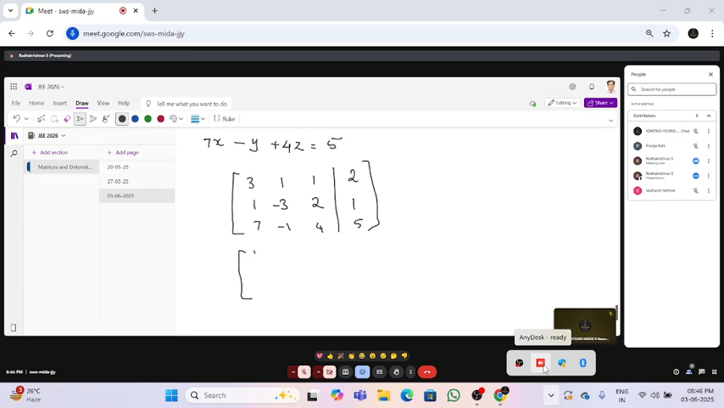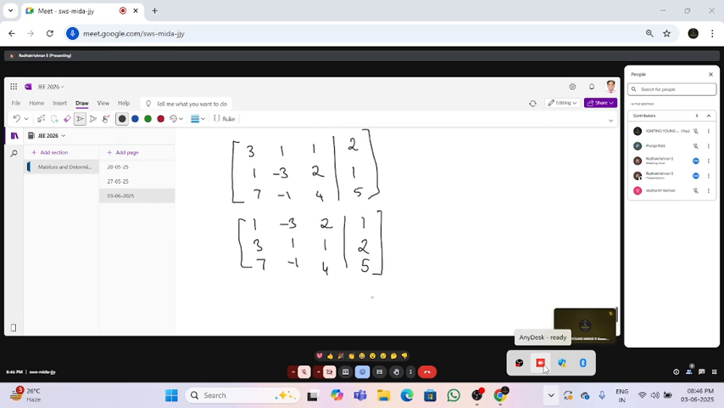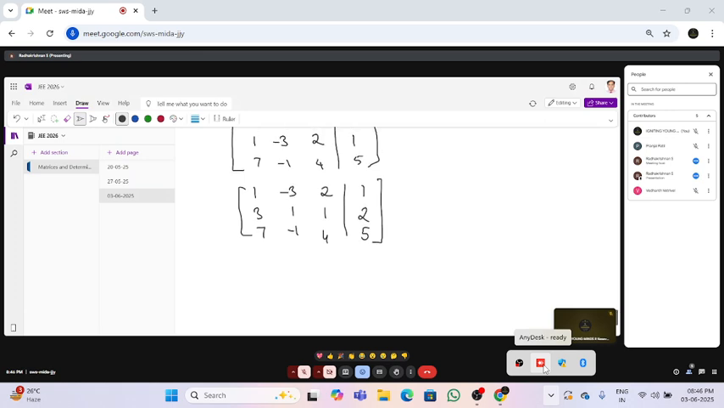So you can write like this: 1, minus 3, 2, 1. You can write it in any order. 3, 1, 1, 2, 7, minus 1, 4, 5. The values x, y, z are only for the columns, not for the rows. The rows you can write in any order.